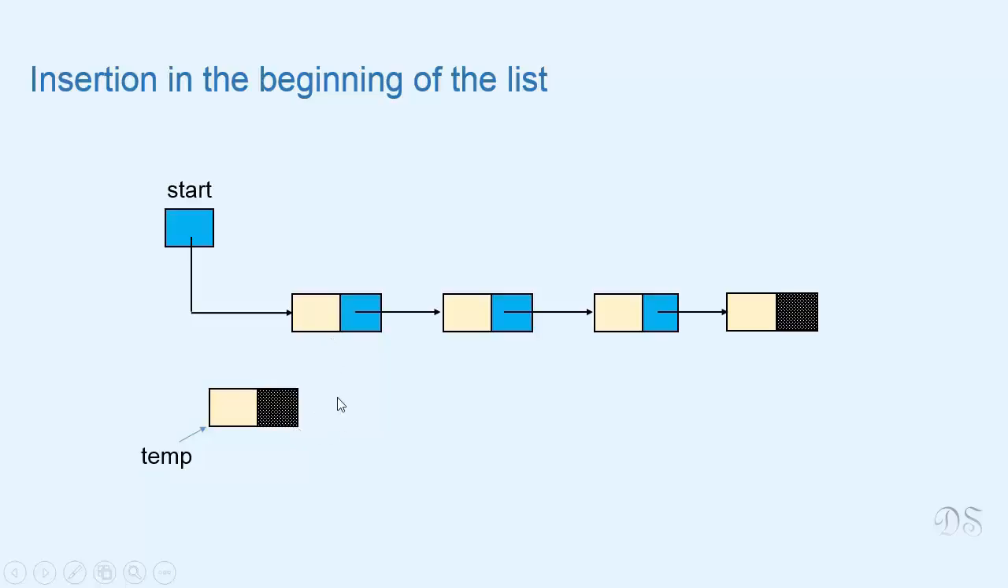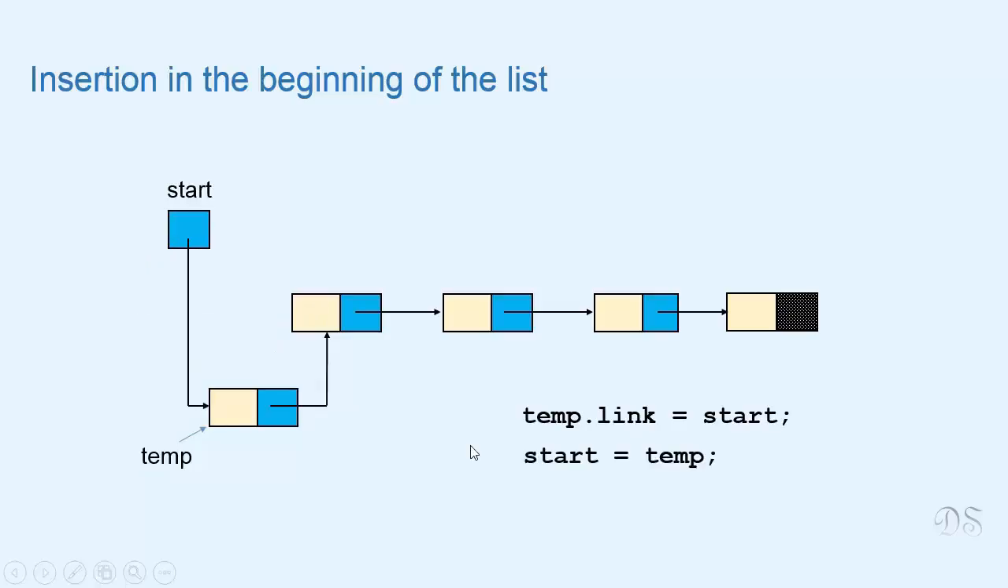So first we make link of this node refer to this node. We write temp link is equal to start because this node is referred by start. Next we change start and make it refer to this node. So we write start is equal to temp. So these are the two statements that we need to write for inserting a new node in the beginning of the list. Now the order of these two statements is important.